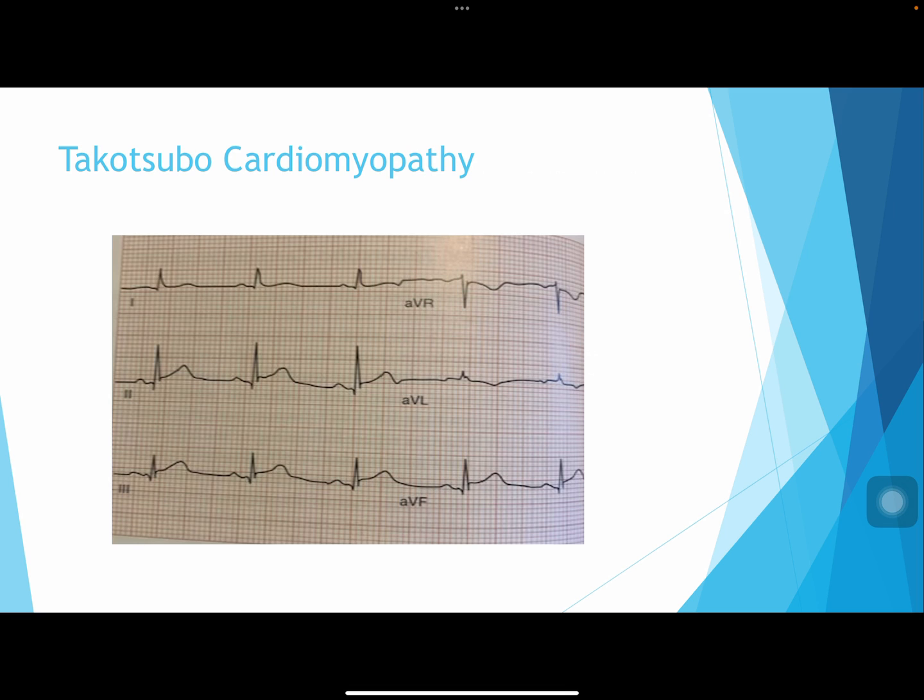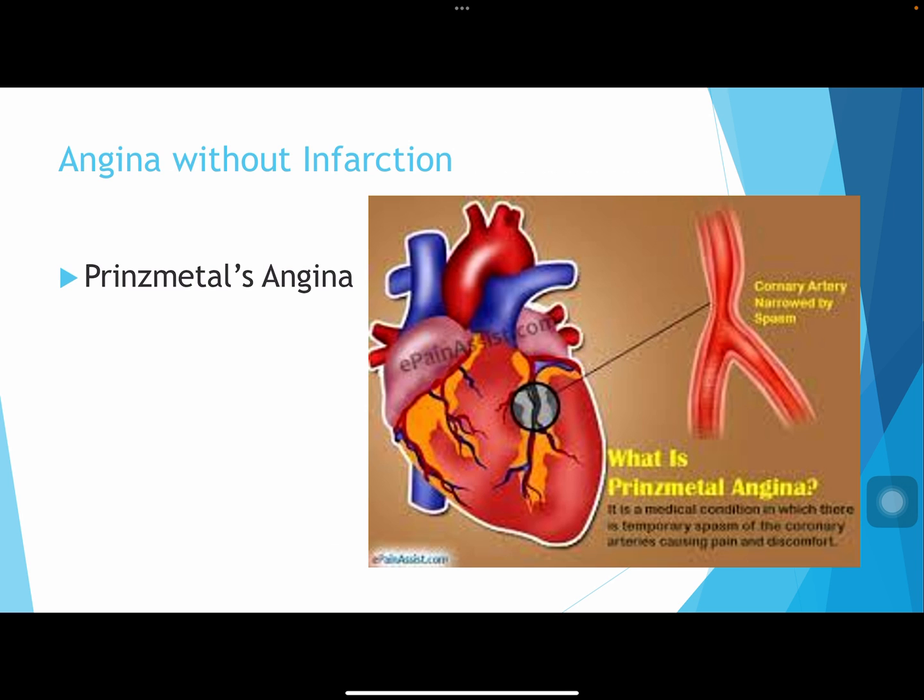All right, next slide is angina without infarction. So we call this Prinzmetal's angina. This is a medical condition where there is a temporary spasm of the coronary artery that causes pain and discomfort. The EKG demonstrates T-wave inversion and T-wave depression quite often. So really, it's hard to tell by the EKG what's going on.